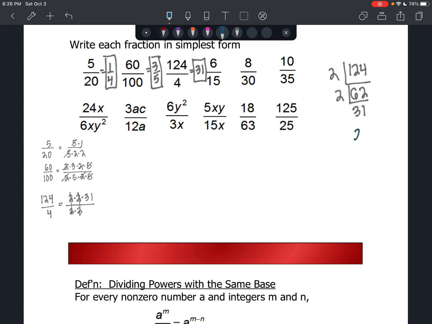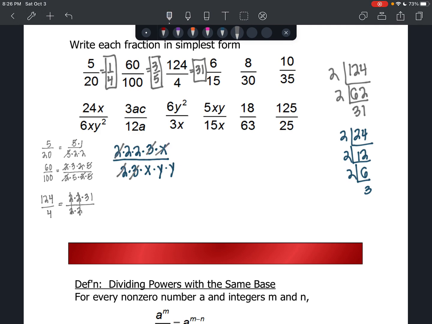24x. So 24, this is good practice. 2, 12, 2, 6, 2, 3. 24 is indeed 8 times 3, and then times x, all over 6 is 2 times 3 times x times y times y. The 2's cancel, 3's cancel, x's cancel. So in the numerator, 2 times 2 is 4, and in the denominator, we have y squared. So this is equal to 4 over y squared.